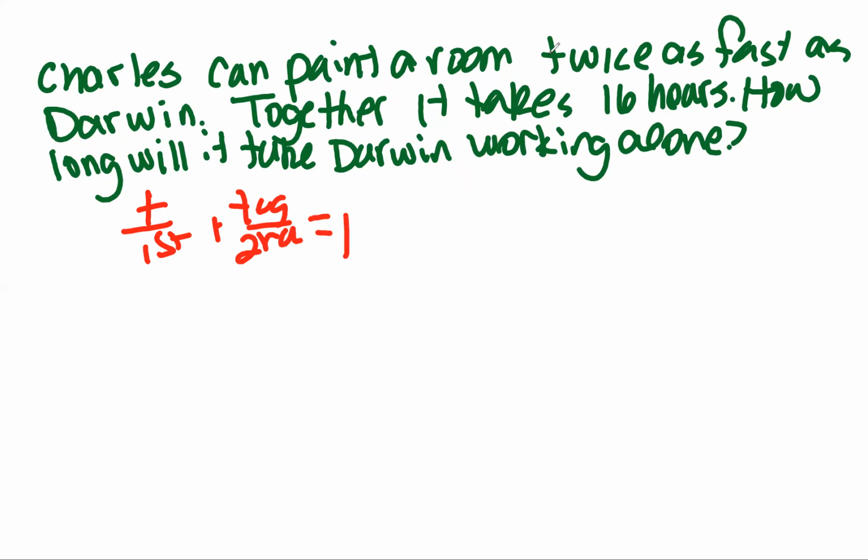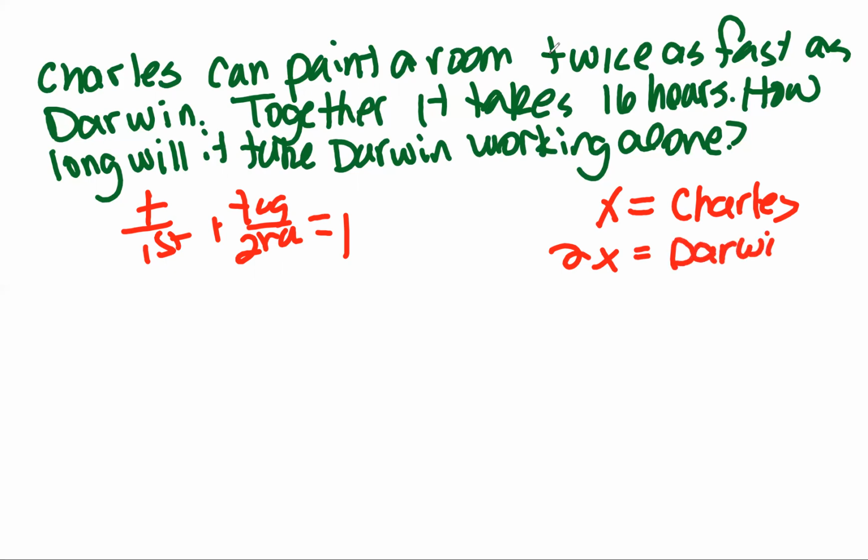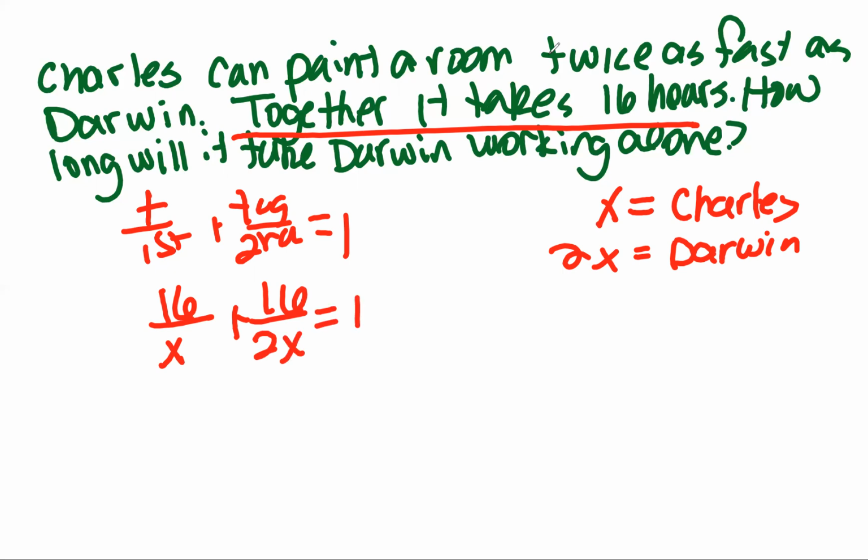Now you have to be really careful about this because speed is an inverse thing. The faster you are, the lower your number is. So when you're doing this one, x is going to equal Charles, and 2x is going to equal Darwin. I know it takes together 16 hours. So 16 over Charles plus 16 over Darwin is equal to 1.